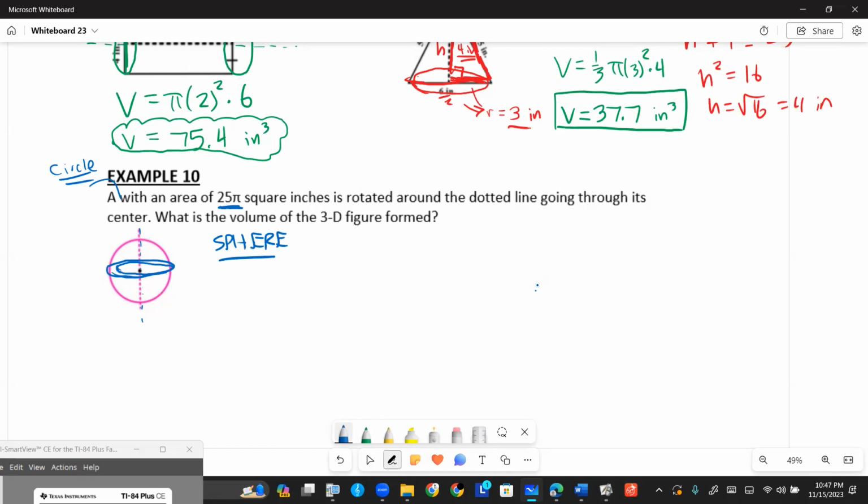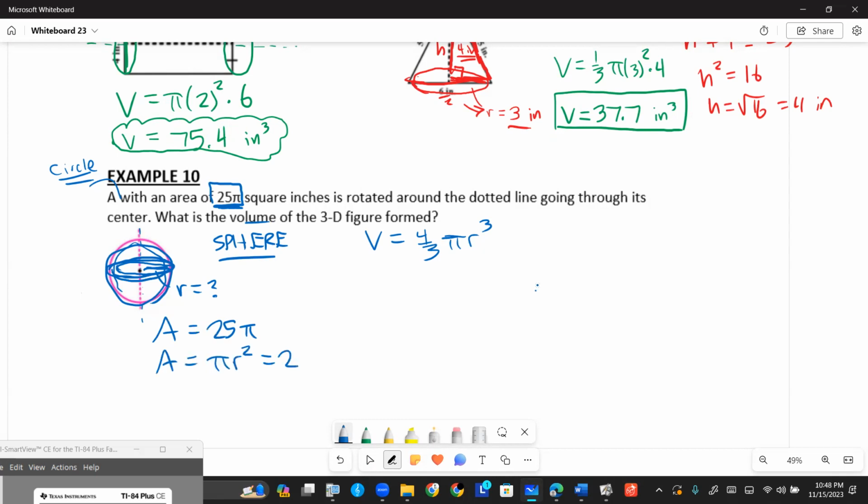And for a sphere, we have to know the volume formula. So the volume is going to be 4/3 pi r cubed. So we have to get the radius. And the radius of the sphere is the radius of that circle that's going around the center of it. So let's calculate that. The only thing I know is that a circle with an area of 25 pi square inches. So I know that that circle, whether it's this circle or that circle, is going to have an area of 25 pi. And the area of a circle is going to be pi times the radius squared.